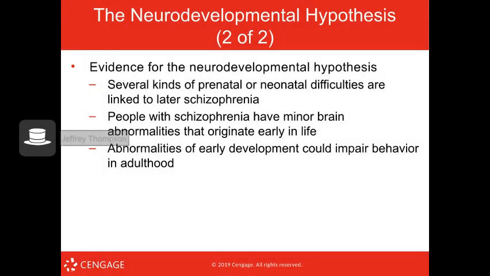So when looking at schizophrenia, we can see that there are some prenatal or neonatal difficulties that are linked to later schizophrenia. So we can identify specific behaviors and go, well, because we're seeing this, it's very likely that this is going to lead to schizophrenia later in life. And we can actually see differences in the shape of the brain because it has developed abnormally. So these early developmental abnormalities, as we've mentioned before, are going to impair behavior later in adulthood.